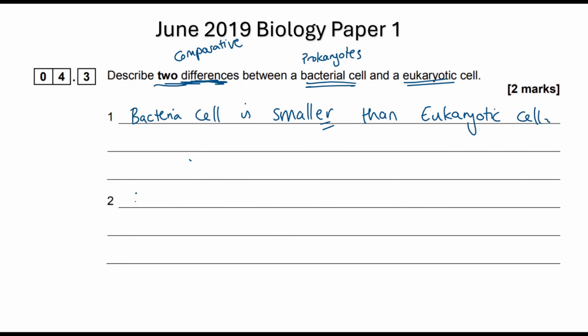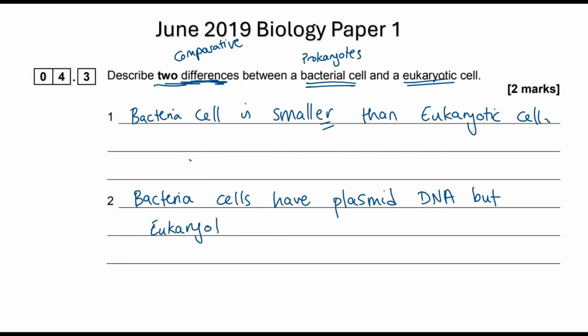Another difference is that bacteria cells have plasmid DNA, but eukaryotes do not. Right? Look how I'm having two sentences in my comparison to make sure I get the 2 marks. If you just wrote bacteria cells have plasmid DNA, you're not going to get that mark. You've got to say both.